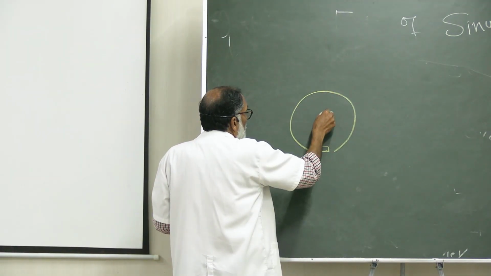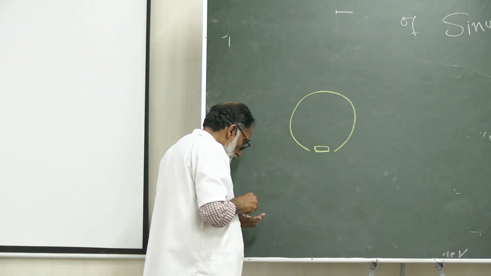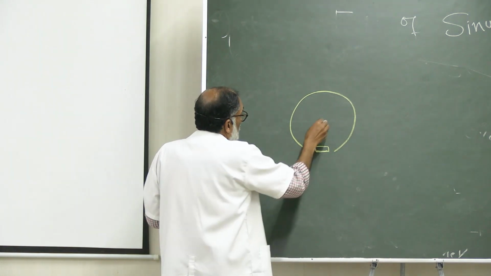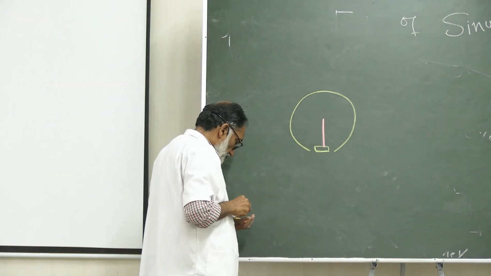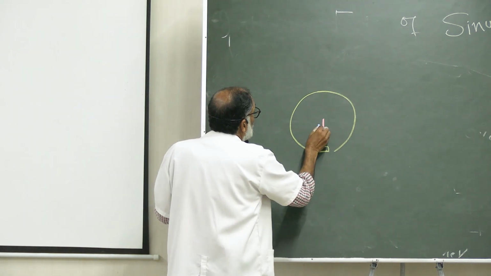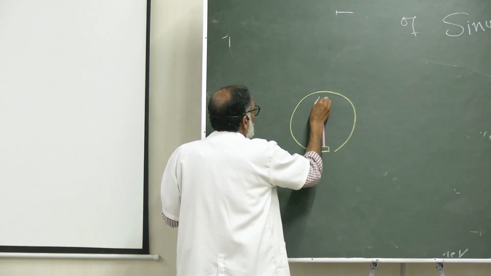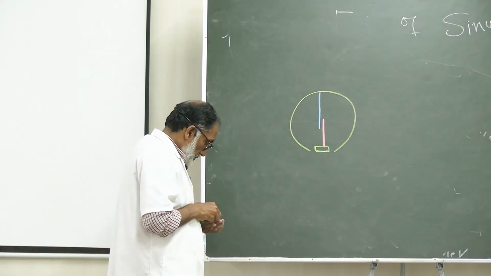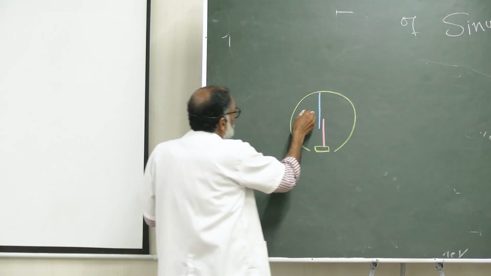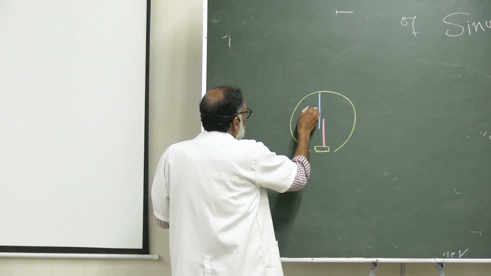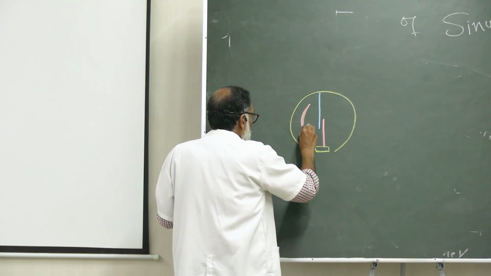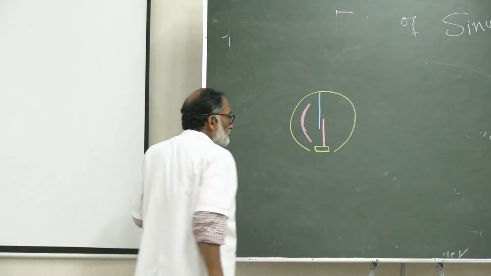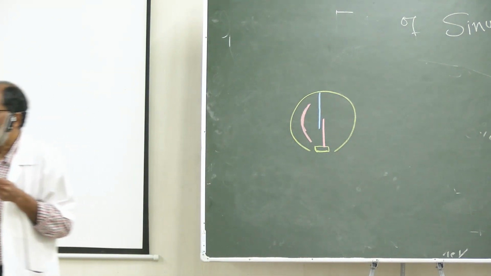Now, I am using a different color. This is the septum primum. This is the septum secundum. Here lies the right venous valve.